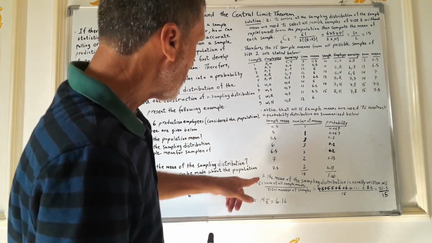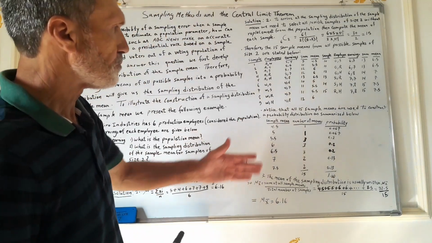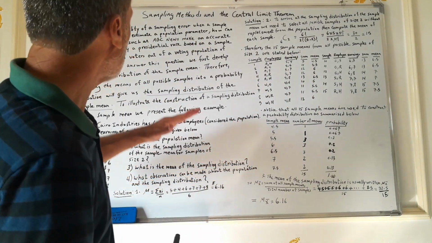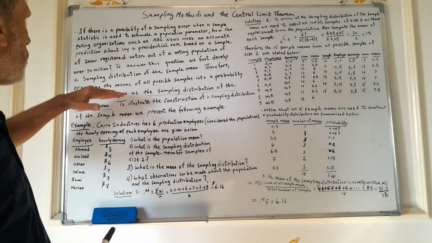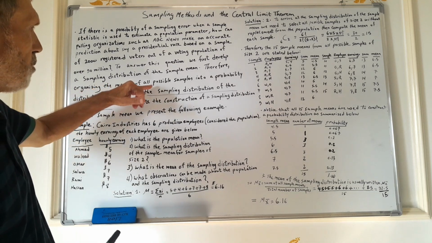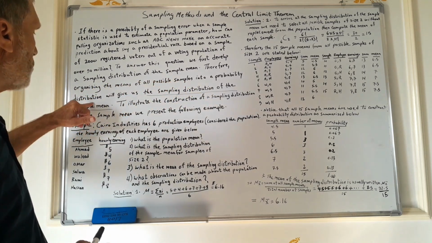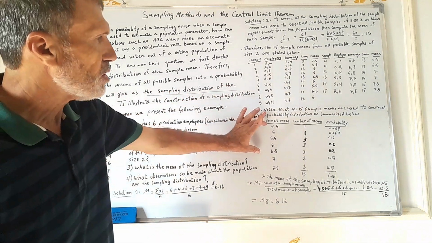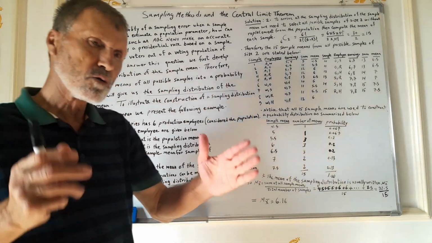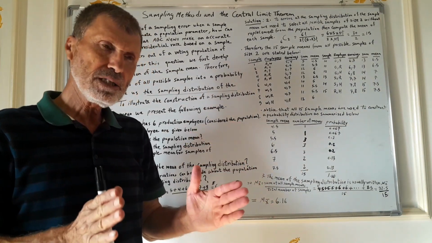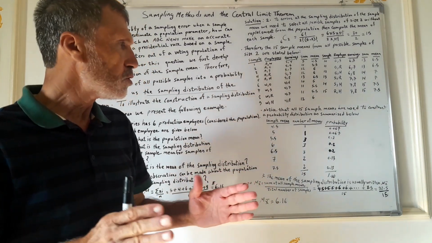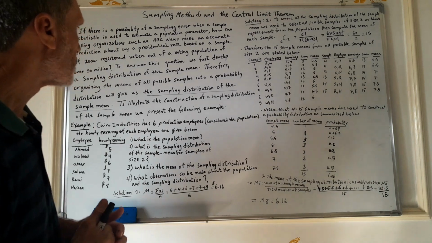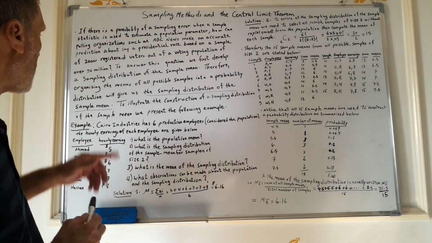Now, part 3. As we said over here, organizing the means of all possible samples into a probability distribution will give us the sampling distribution of the sample mean. So this is the sampling distribution of the sample mean. When we organize the means into a probability distribution, then we come up with, of course, the sampling distribution of the sample means.